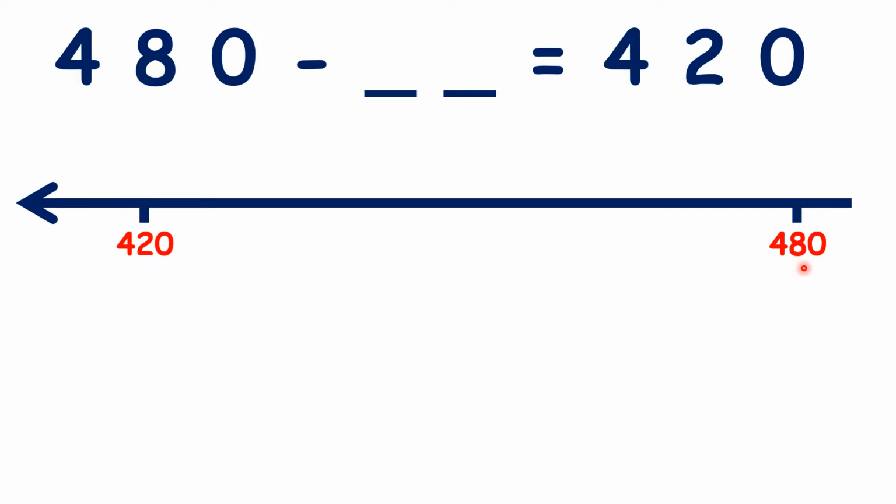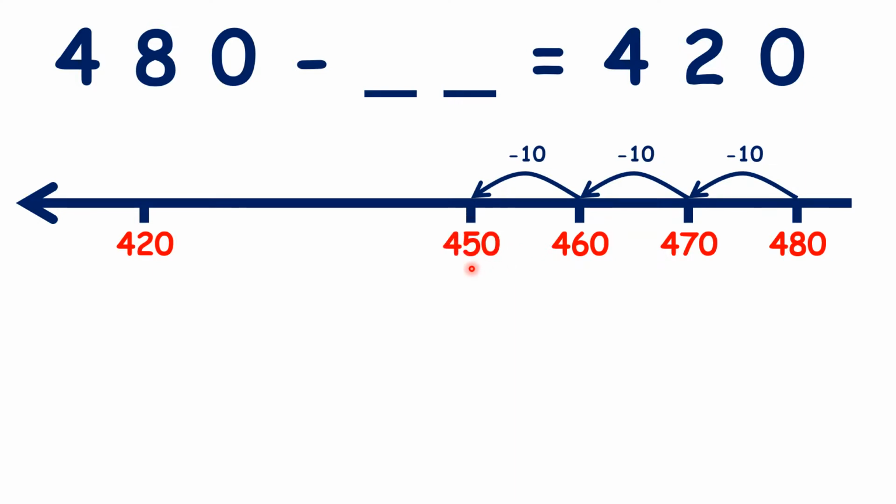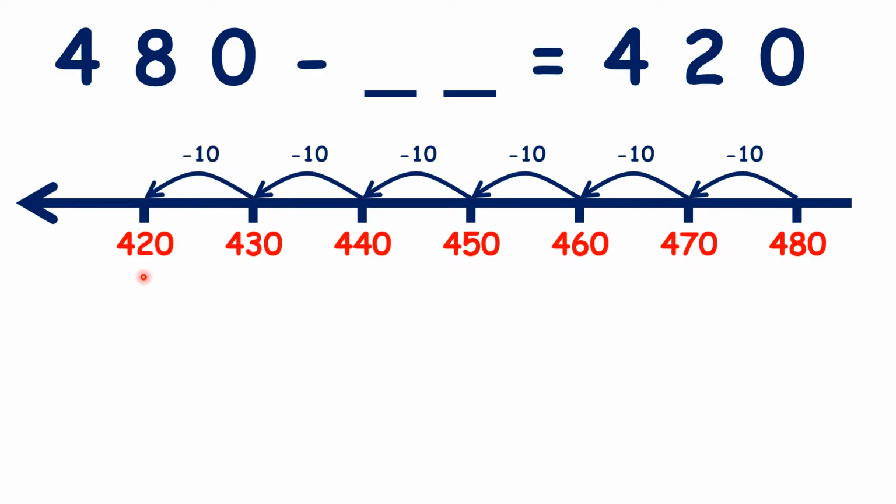So 480 take away 10 is 470. 470 take away 10 is 460. And then 450, 440, 430, and 420. So we counted back in steps of 10 6 times.